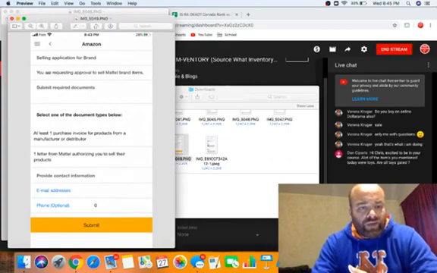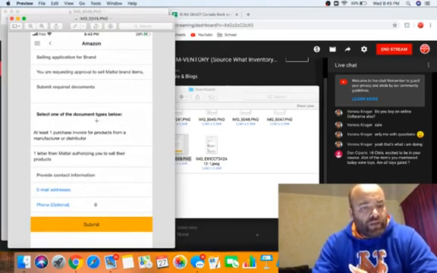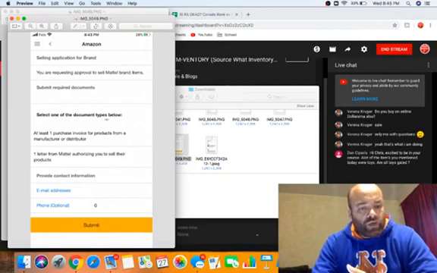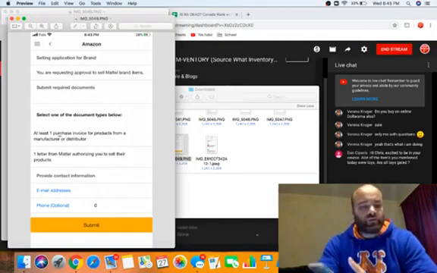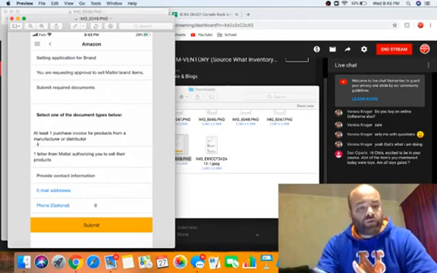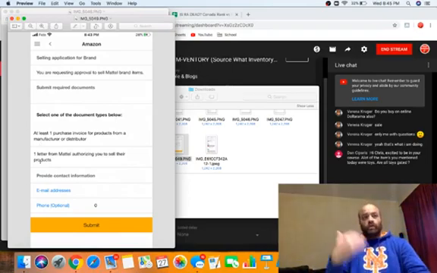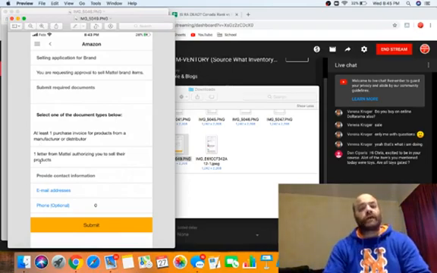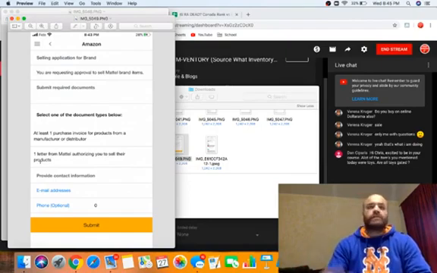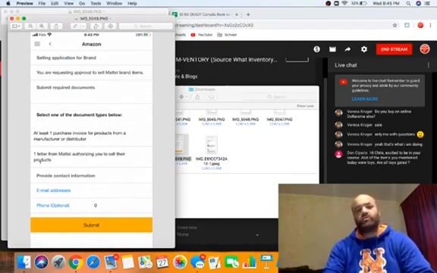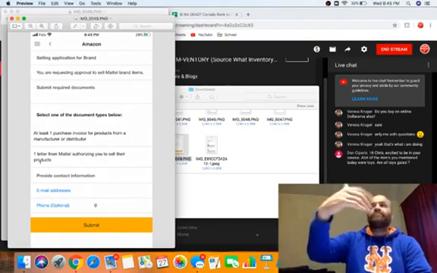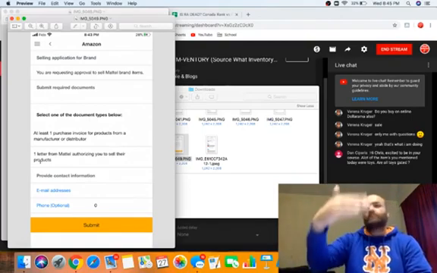Selling application for brand. You are requesting approval to sell Mattel brand. Submit required documents. Select one of the document types below. Just one of the document types below. At least one purchase invoice for products from a manufacturer or distributor. So look for a local distributor in your area by brand. If it's Mattel, you just contact Mattel and ask them who the local distributor is. They tell you, and you go and source those products, whether it's a wholesaler or distributor.